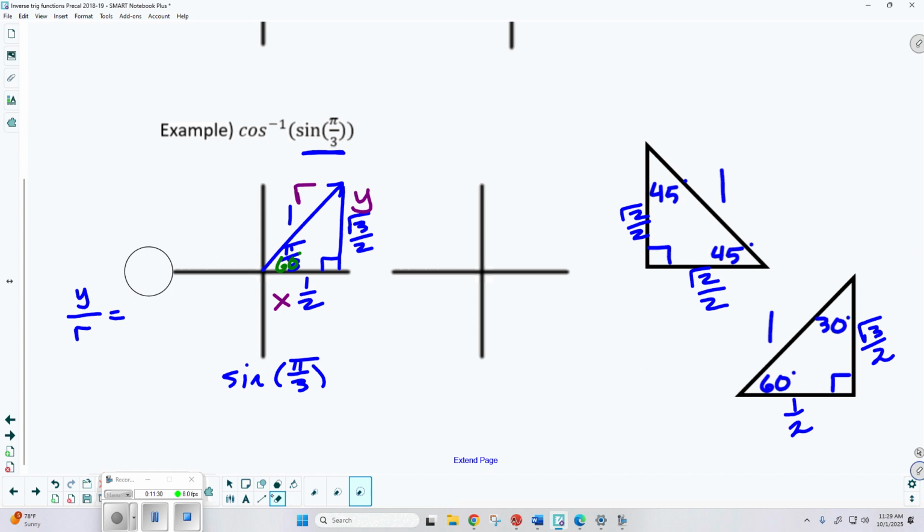That is a horrible 3. Let me try that again. Square root of 3. Third time's the charm. There we go. Square root of 3 over 2. So the sine of pi over 3 is the square root of 3 over 2.